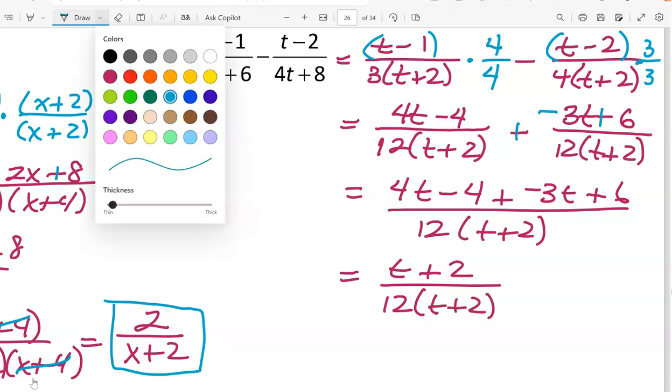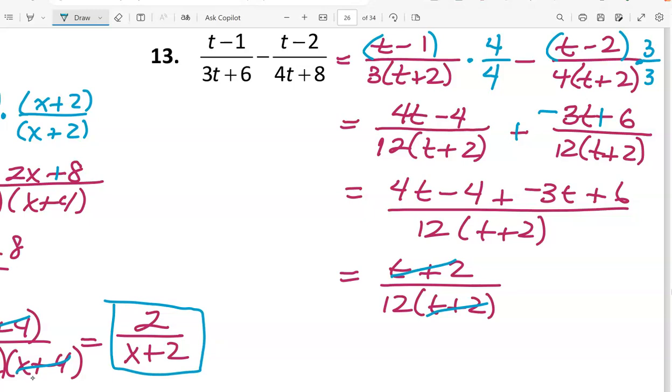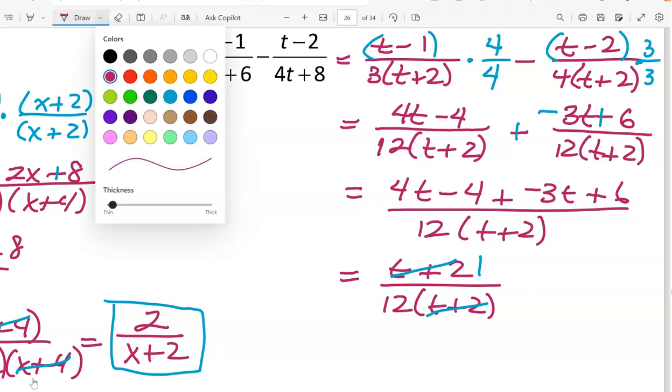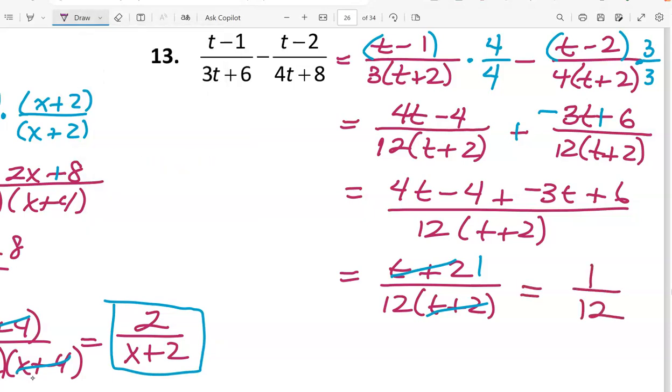Now we can cancel common factors, and when we have no common factors left in the numerator, or no factors at all in the numerator, remember that leaves us with a 1. So the fraction in reduced form is 1/12.